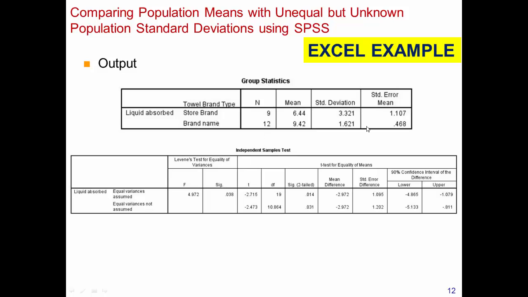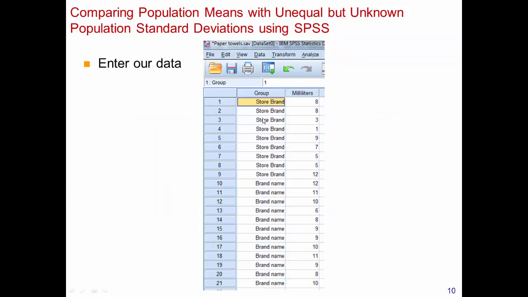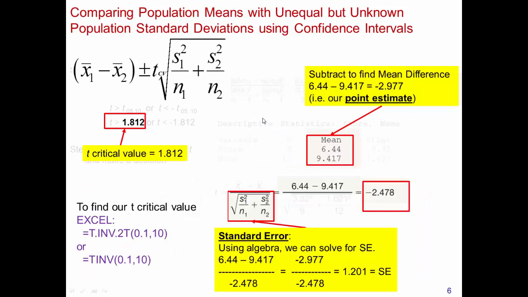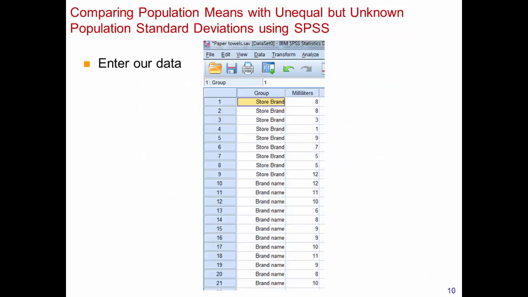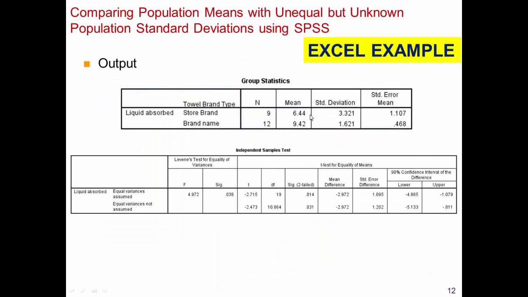The first table is fairly straightforward and should be very familiar to you. So we have here in this column the different groups. We have our store brand paper towels on the first row and our brand name paper towels on the second row. The N goes back to our number of observations, and in our example we had 9 store brand paper towels, and we had 12 brand name paper towels. So that's what we're seeing right here.